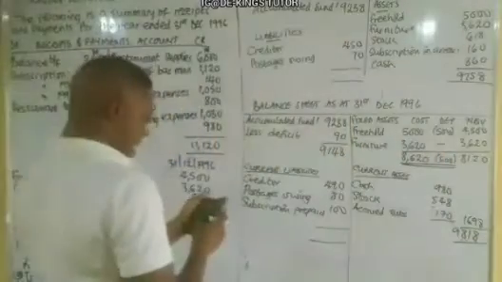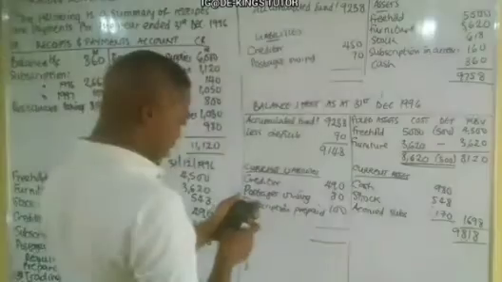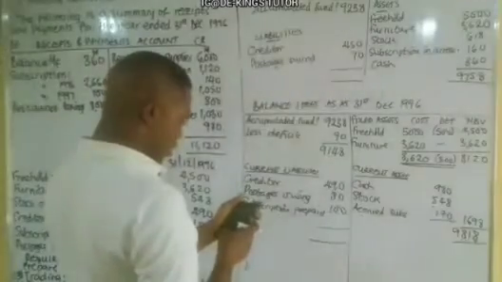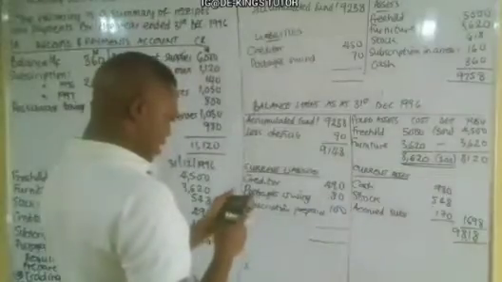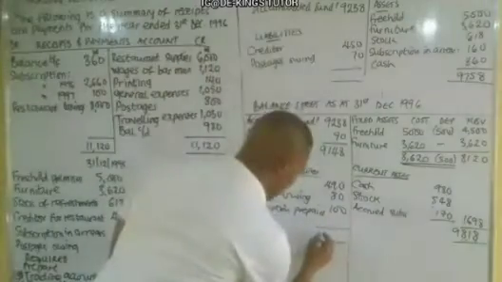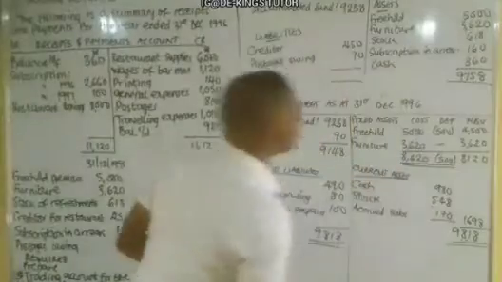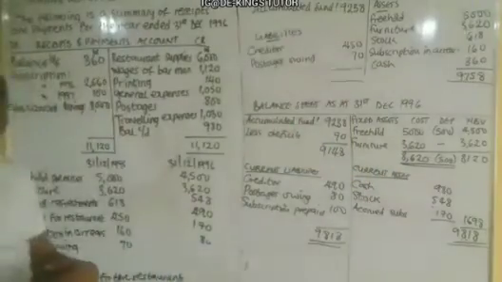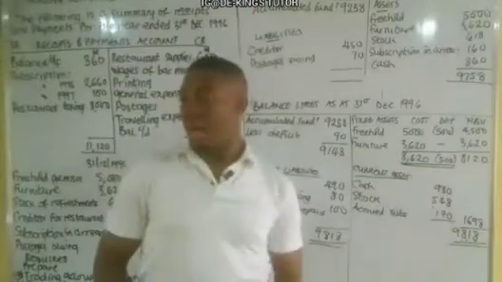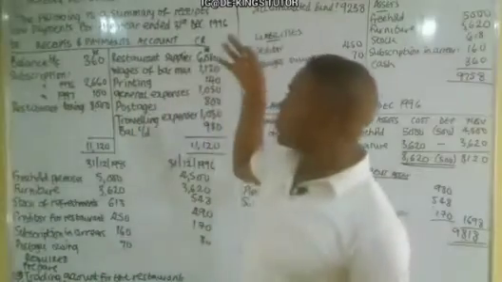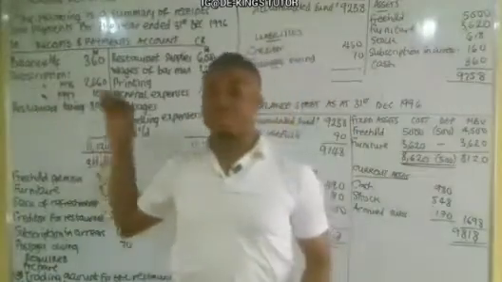So if we add 9148 plus 490 plus 180 is 9818. So it balanced automatically. Okay? So that's how to prepare our trading activity when it involves our non-profit making when it involves the trading activity.